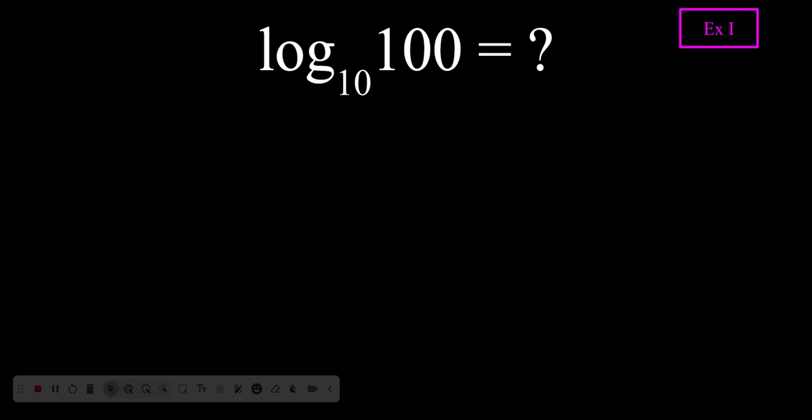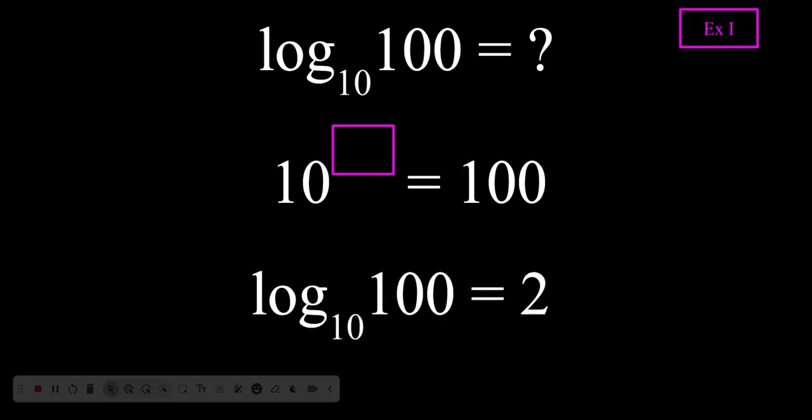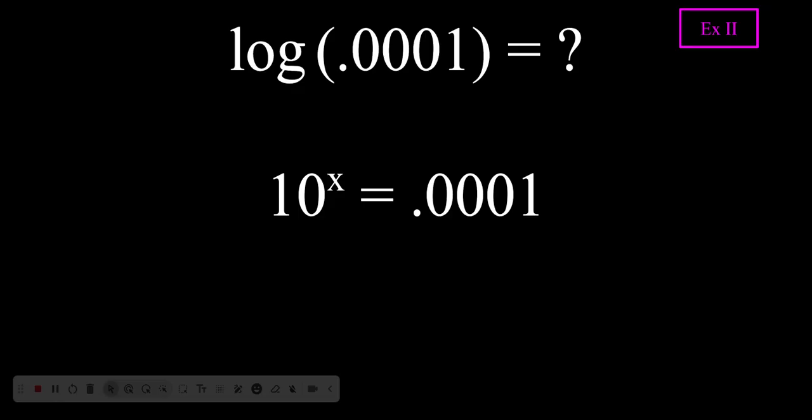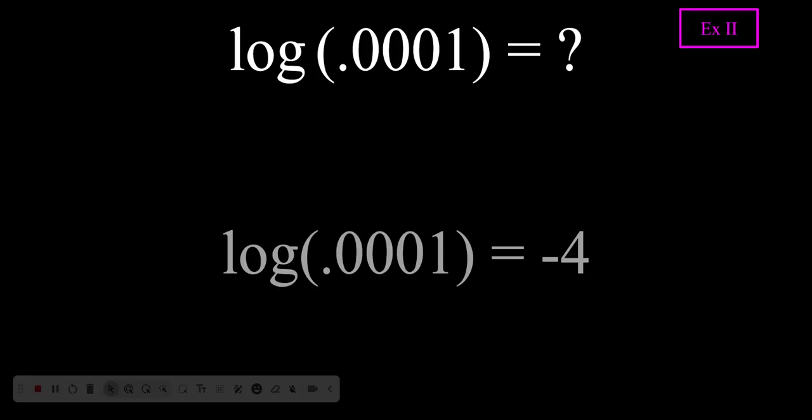All right, here we go. What's the log of 100? What's log base 10 of 100? 10 raised to what power gives you 100? Well, 2. So the log of 100 is 2. What's the log of a decimal? Well, 10 raised to what power gives you that decimal? The answer is -4. So the log of that decimal is -4.